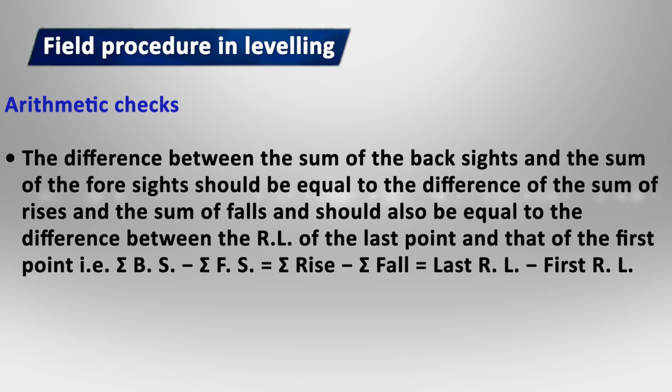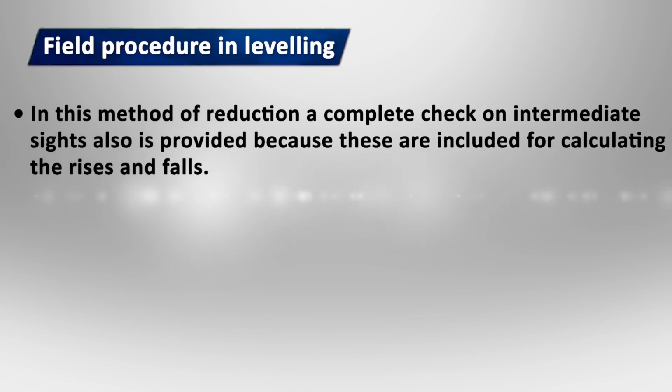Next, what are the arithmetic checks used in the rise and fall method? The difference between the sum of the backsights and the sum of the foresights should be equal to the difference of the sum of rises and the sum of falls, and should also be equal to the difference between the RL of the last point and that of the first point. In this method of reduction, a complete check on the intermediate sights is also provided, because these are included for calculating the rises and falls.